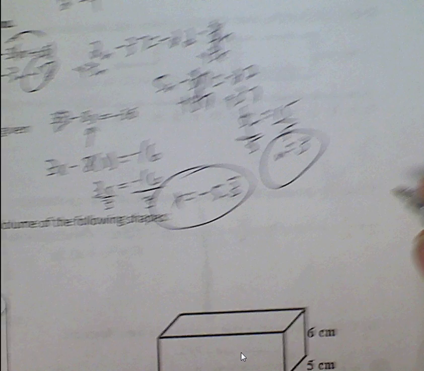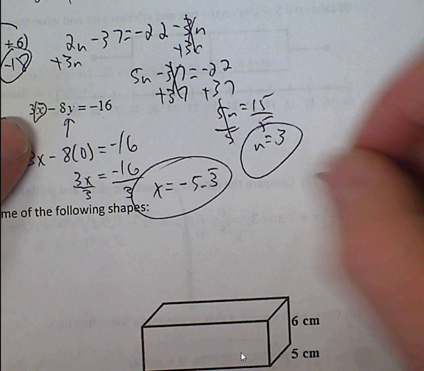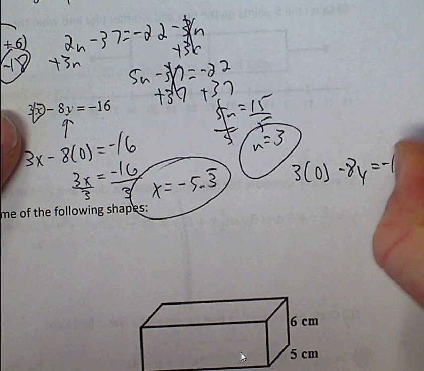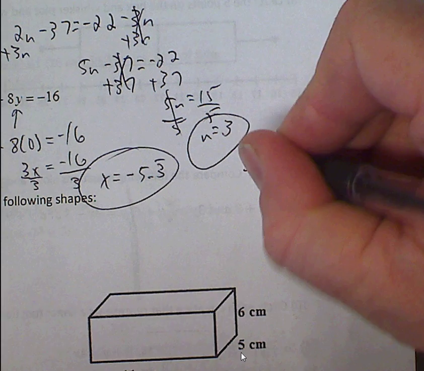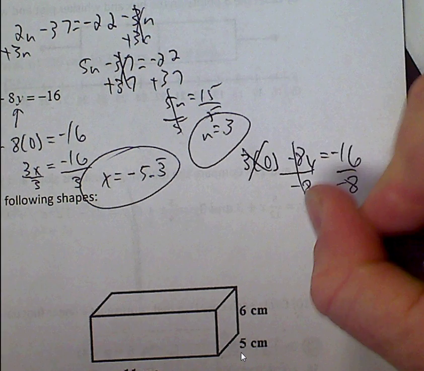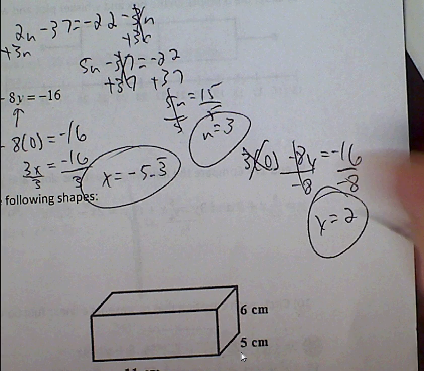If I want to get my y-intercept, I plug in 0 for my x. So 3 times 0 minus 8y equals -16. So my 3 times 0 goes away. Divide by -8. I get y equals 2.